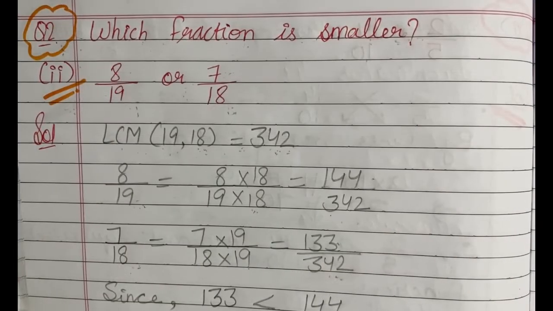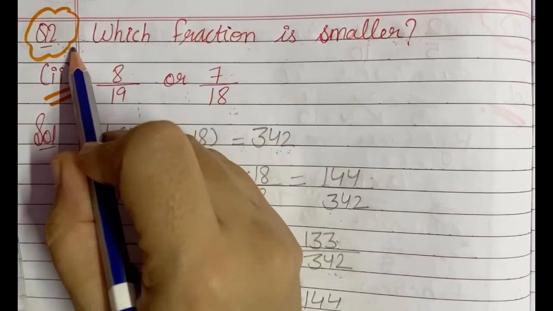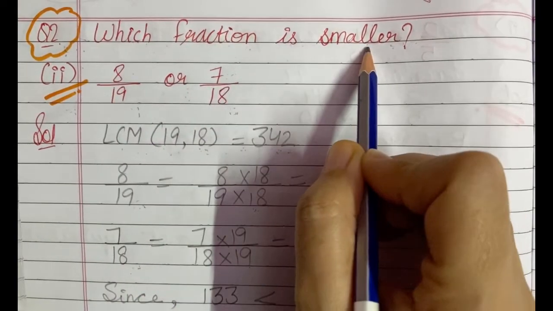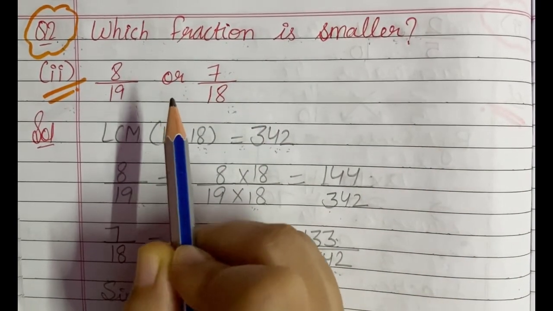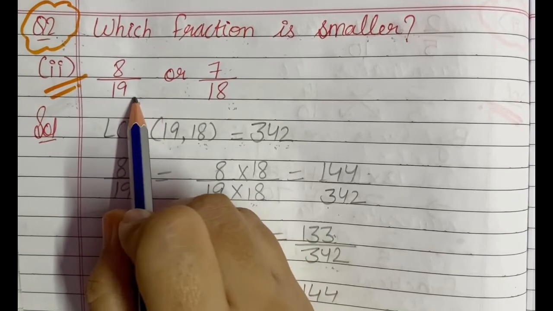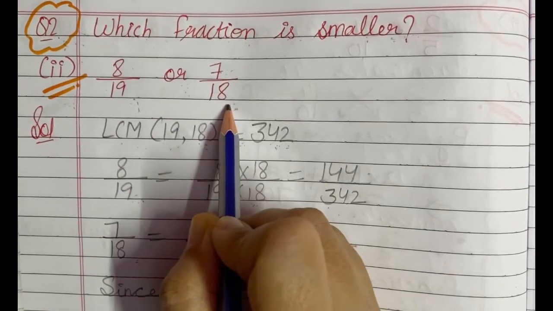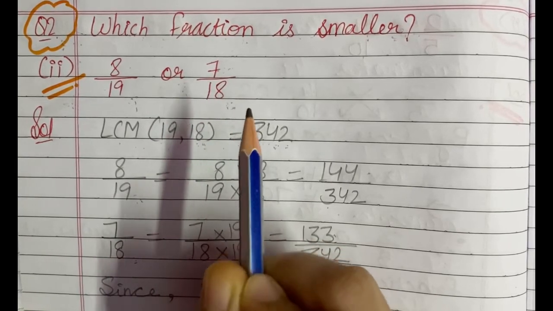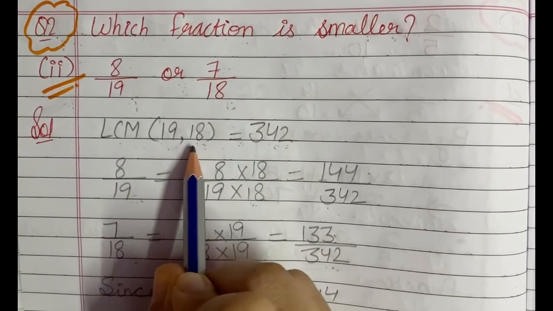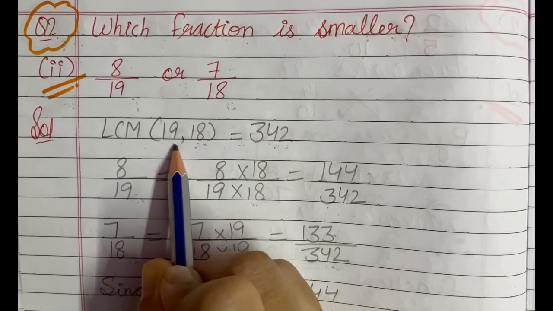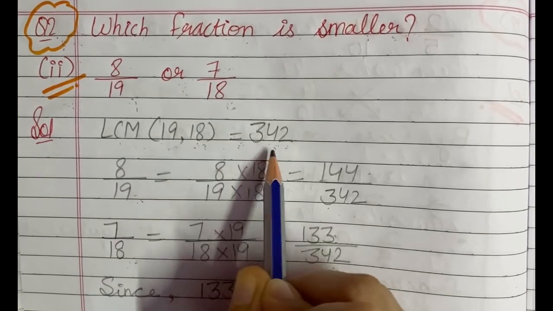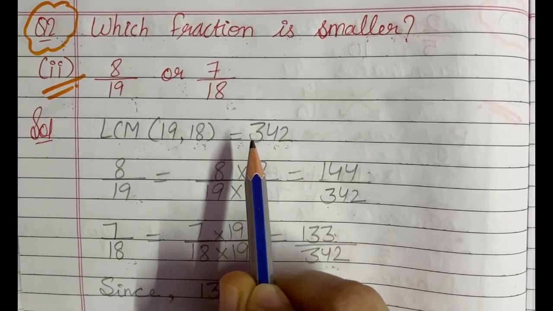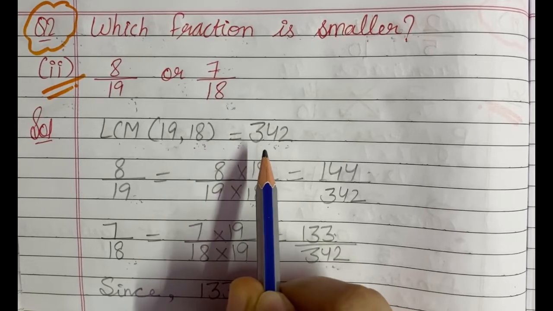Now students, in the next example I have taken question number 2, and question number 2 says which fraction is smaller, and I have taken second part of the question, and the fractions are 8 by 19 or 7 by 18. Now students, if you will see here again the denominators are different. So firstly we will find out their LCM, and LCM of 19 and 18 will be equal to 342.